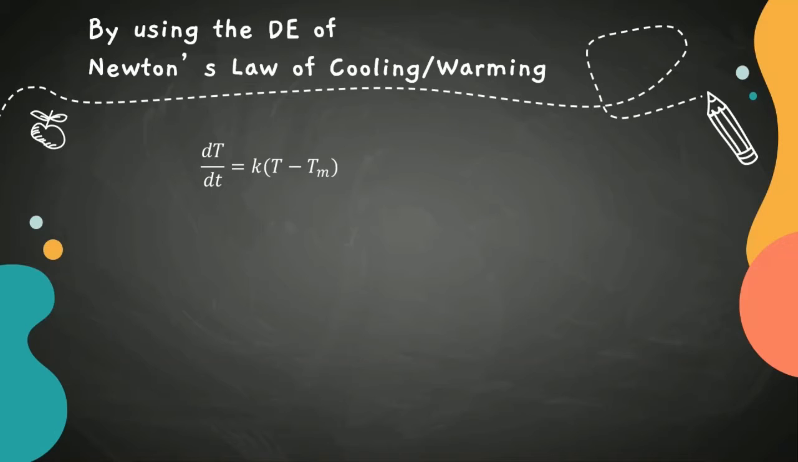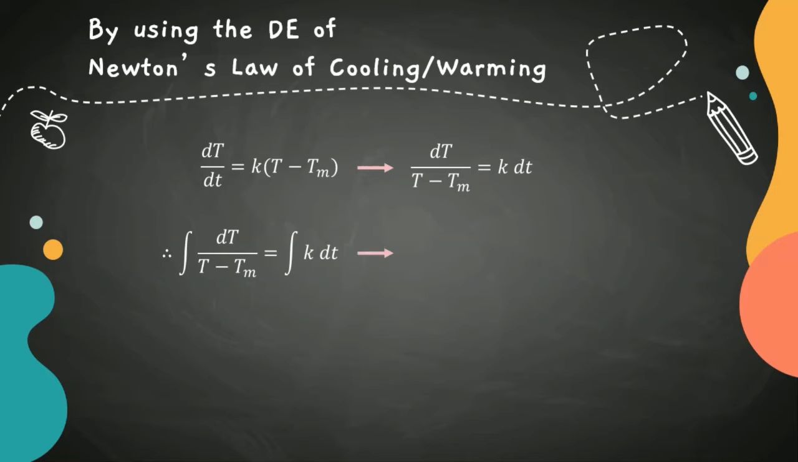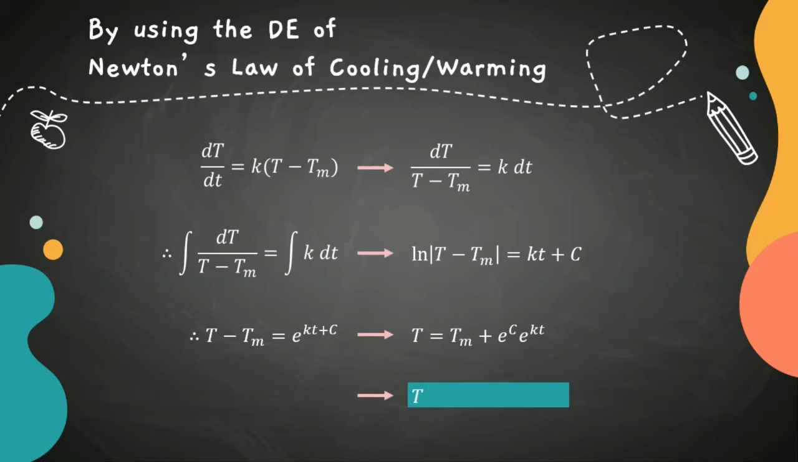dT/dt equal to k(T minus Tm), and we need to change the form so we can integrate it. So it becomes dT over (T minus Tm) equal to k dt, and integrate both sides of it, and we get ln|T minus Tm| equal to kt plus C. Solve the ln, and we get T minus Tm equal to e to the power of (kt plus C), and then summarize it as T equal to Tm plus e to the power of C times e to the power of kt, and we get T equal to Tm plus C e to the power of kt. So that is the equation that we use to solve the problem.